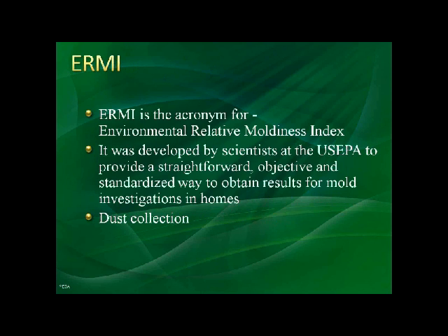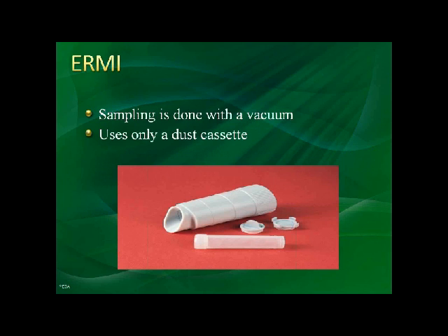New testing methods that are out there: the EPA has one called the ERMI, which is the Environmental Relative Moldiness Index. It's very expensive to do. Lab fees usually run about $150 to $200, but it's a dust collection, simply using a common household vacuum cleaner or a small HEPA vac if you have one, and sampling the dust.